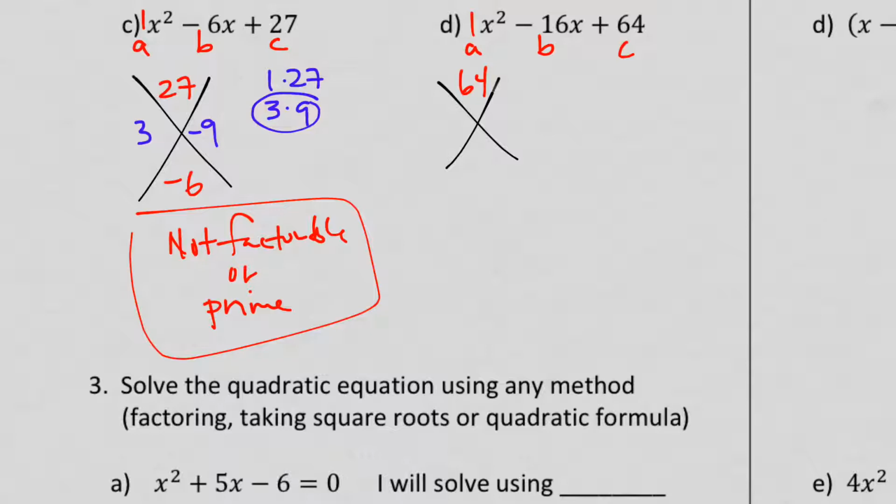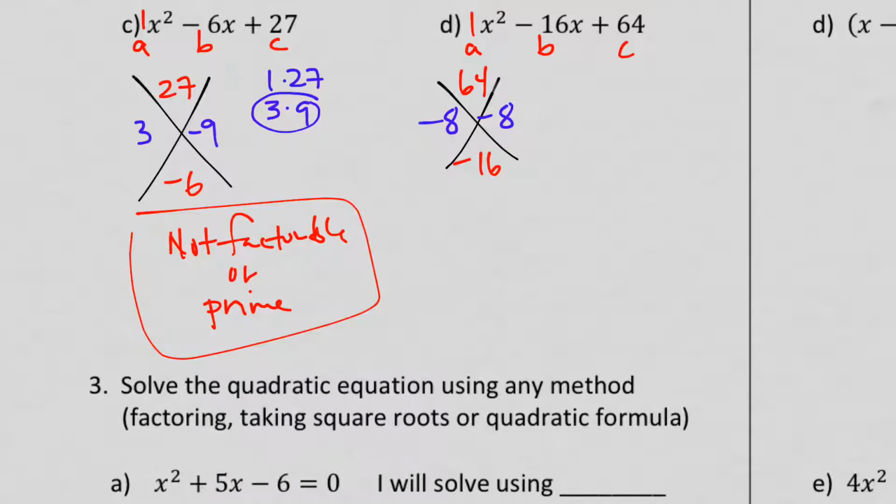The b number is negative 16. And here I know that 64 is 8 times 8. And in this case, if I make them both negatives, this does satisfy the x factor. Now, one thing that we talked about in class before was some special cases.